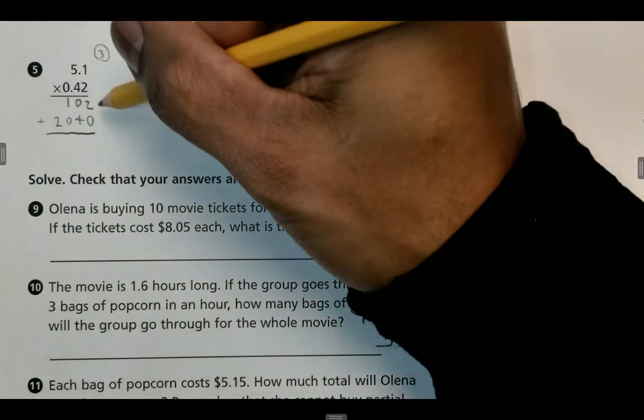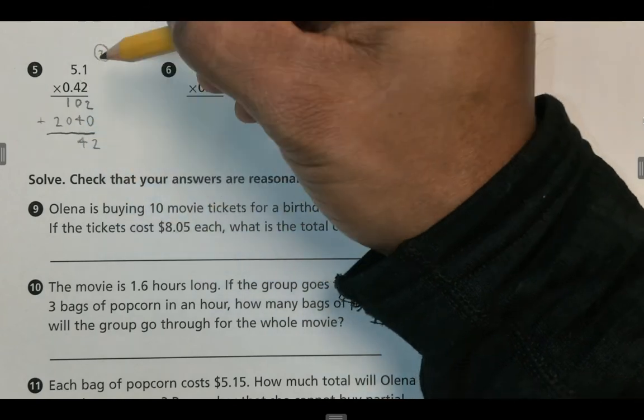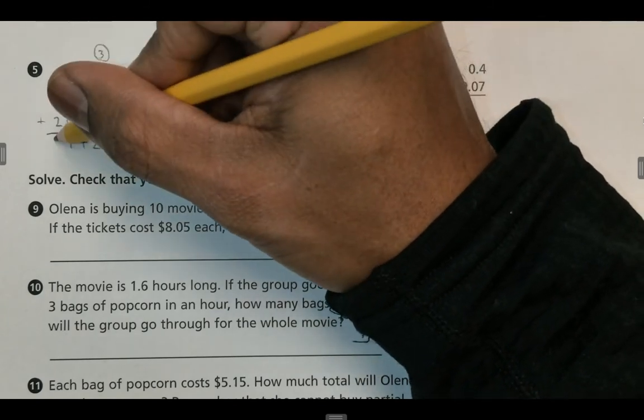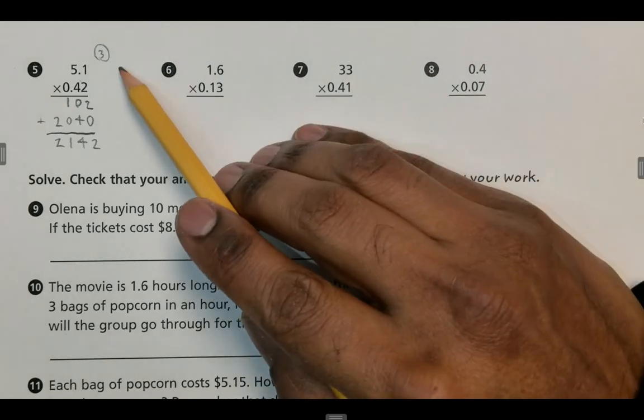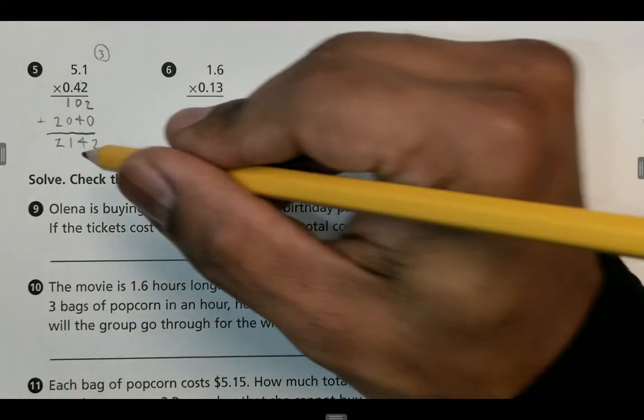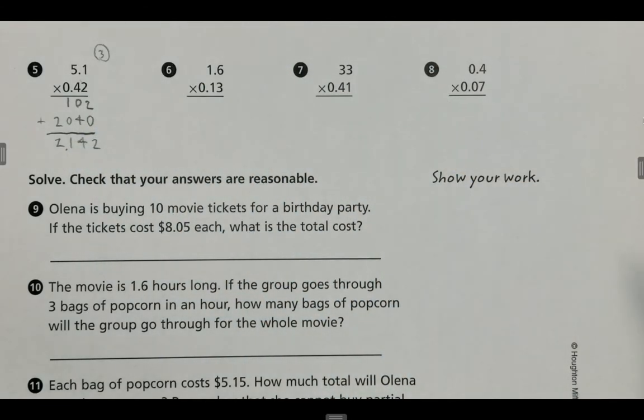Add up our columns. 2 and 0 is 2. 0 and 4 is 4. 1 and 0 is 1. 2 comes down. And then we're going to come in 3 places from the end. Pew, pew, pew. 2 and 142 thousandths is our answer.